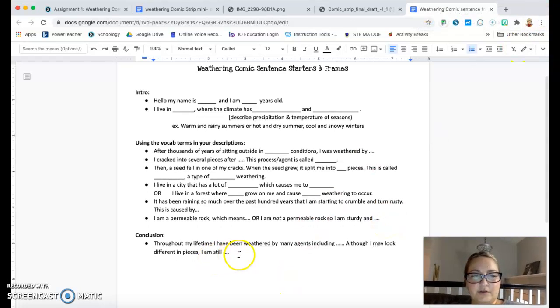Then finally you have your conclusion. This is just a basic concluding sentence. It can be for your last one. On this one I wrote, throughout my lifetime I have been weathered by many agents, including, and you would explain the agents that you listed in your comic up here. Although I may look different in pieces, I am still, and you could say your name or something that describes your rock.